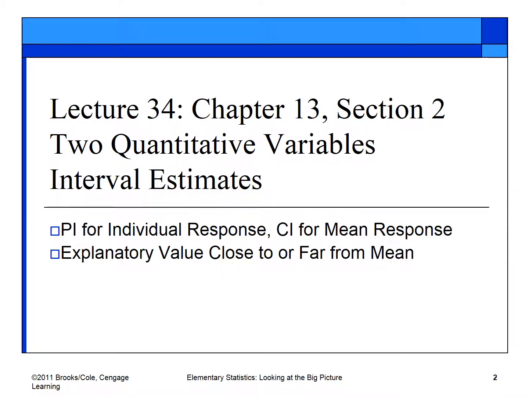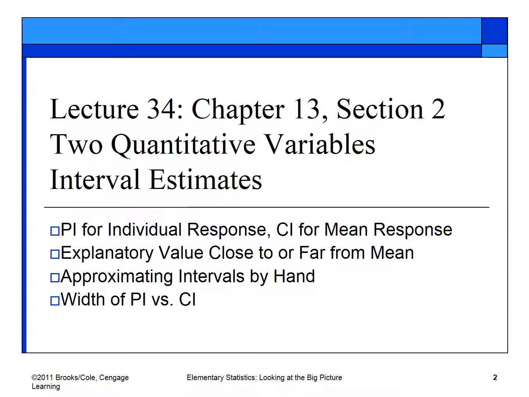We'll talk about what will happen when the explanatory variable is close to or far from the mean, and how that affects the response value. We'll talk about how to approximate the prediction intervals and the confidence intervals by hand. We'll talk about the relative widths of the prediction intervals and confidence intervals. And we'll look at a list of guidelines for when we can perform inference for regression.